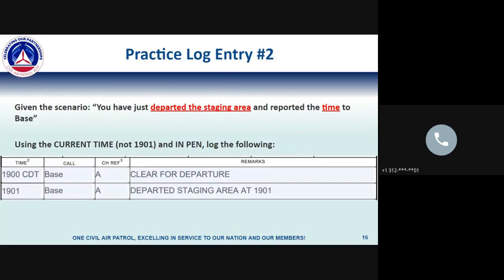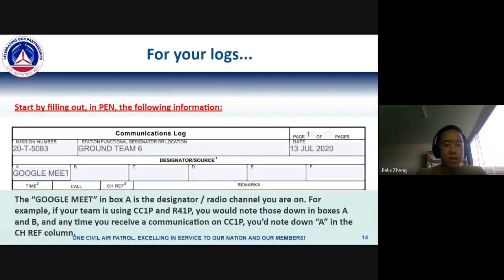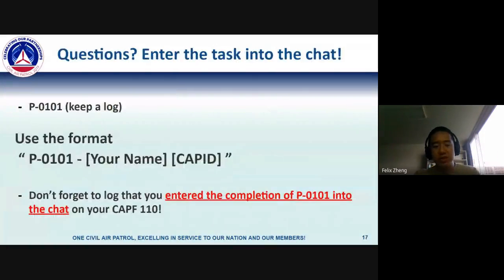Yes, what did you want in channel reference? So in channel reference, it is whatever channel we're talking on. So currently we're talking over Google Meets. So in that box up top, under designator source, you'll put Google Meets in the A box, and then under channel reference, you just put A whenever that's what you're talking on. Thank you.